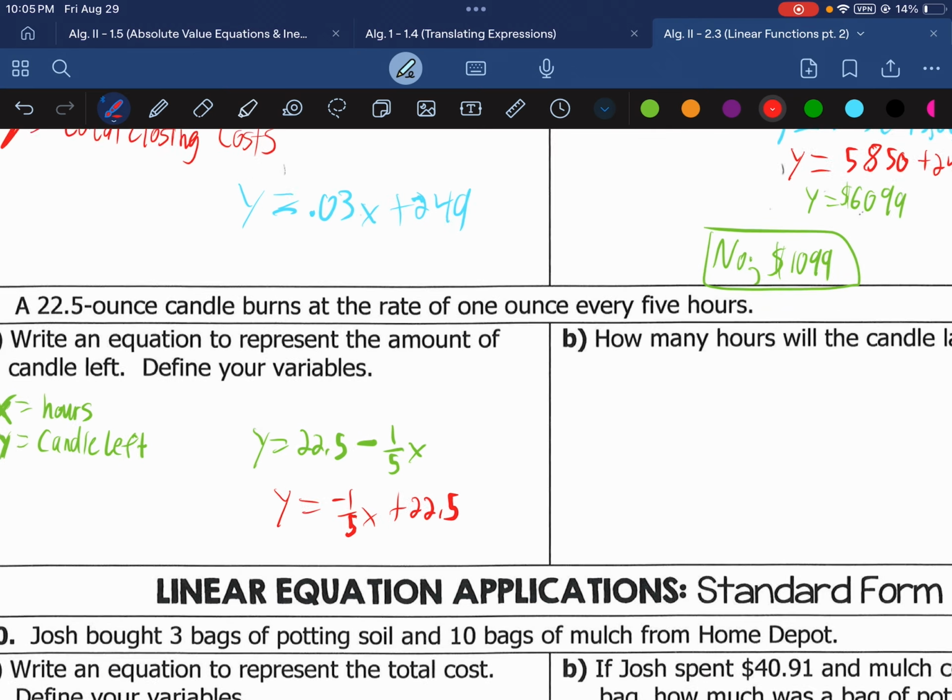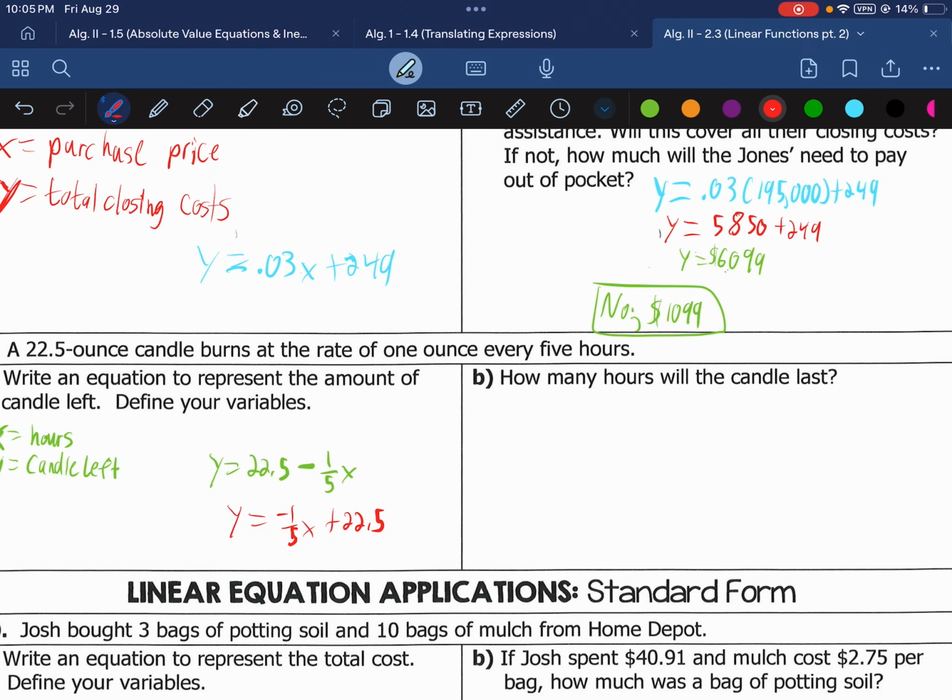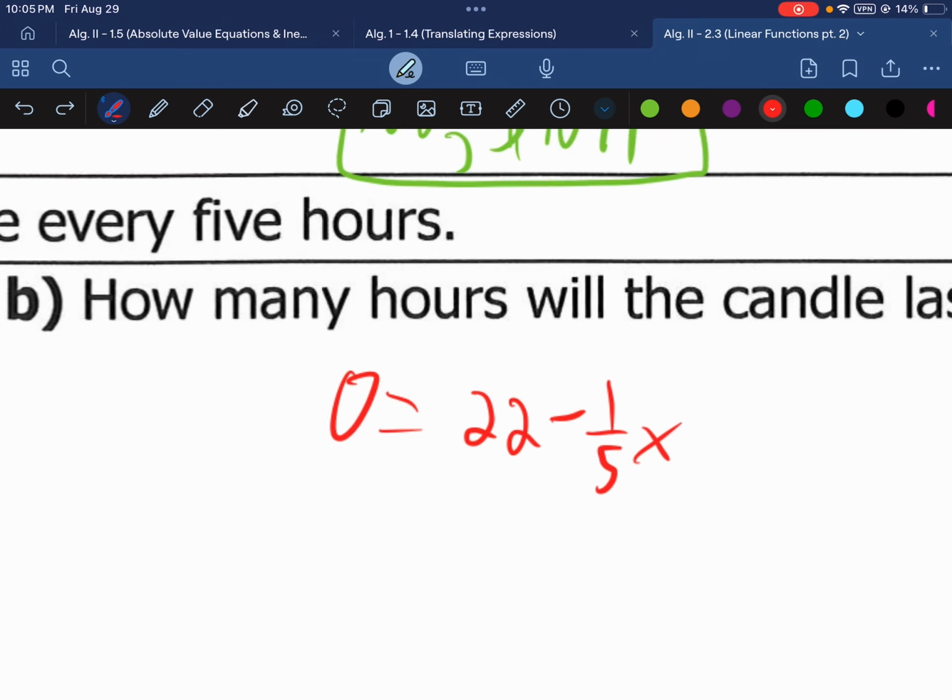How many hours will the candle last? So we're saying, how long until the candle's gone? There's no candle left, so that means y would be 0 for this scenario. So we set y equal to 0, and we go ahead and start solving. And so let's just say I went ahead and set it up like this, like I had it originally, but if you did the other one, once again, it's completely fine as well.